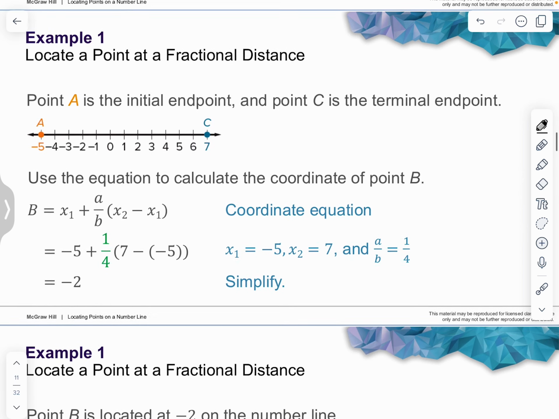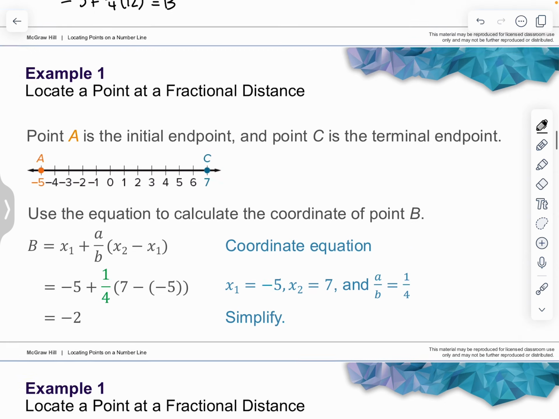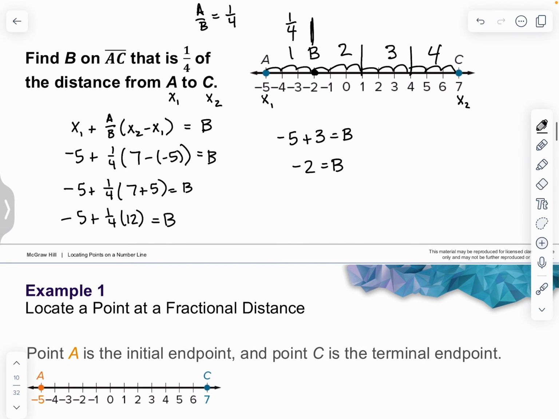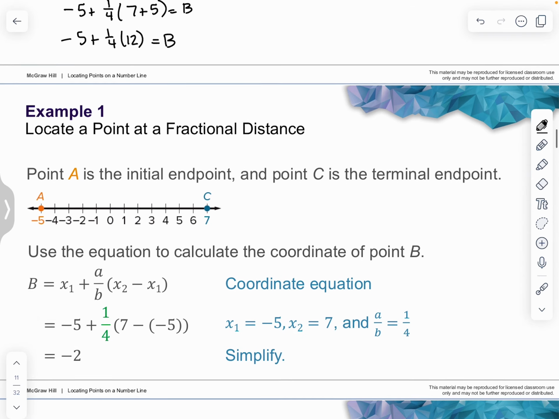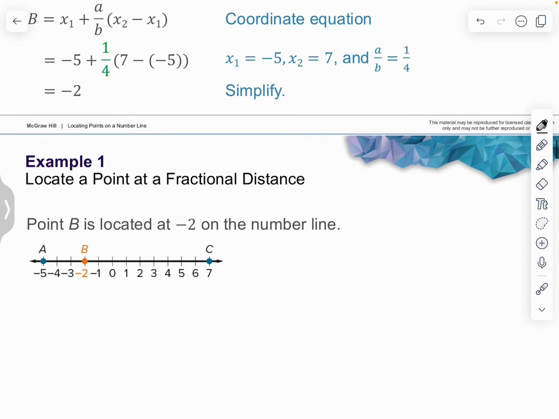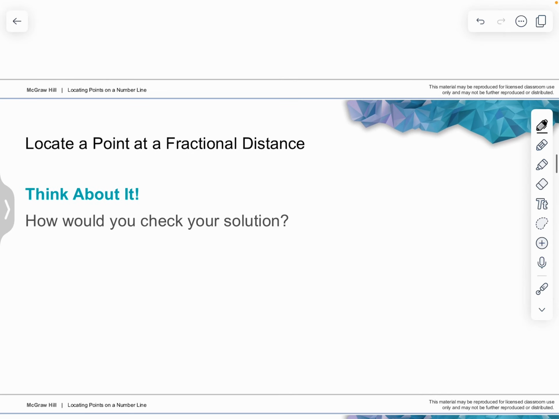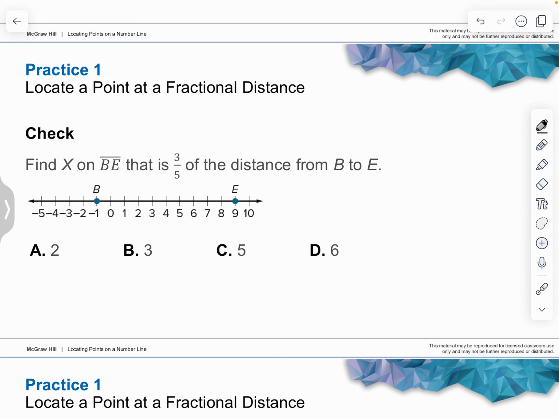All right. And there's the work done right there. So pause if you need to write any of that down. All right, and go ahead and pause and do practice 1.